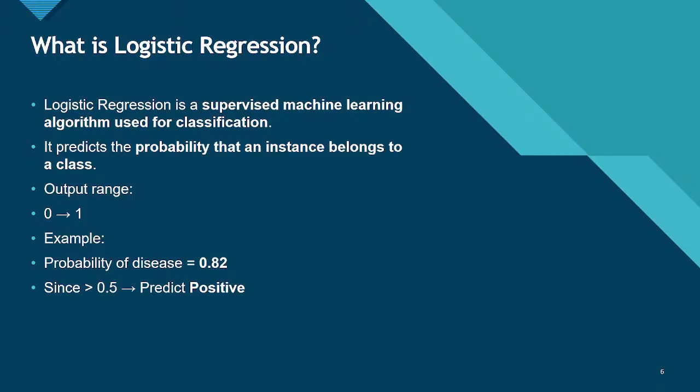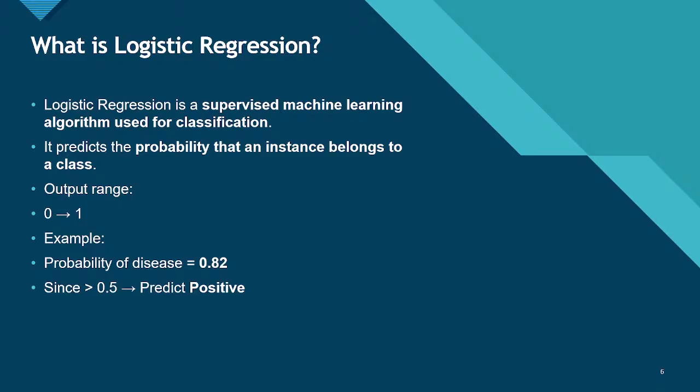That is the output range: the output always lies between 0 and 1. This is very useful for problems where we want to estimate the likelihood of something happening. For example, the probability that an email is spam, the probability that a loan will be approved, the probability that a patient has a disease.